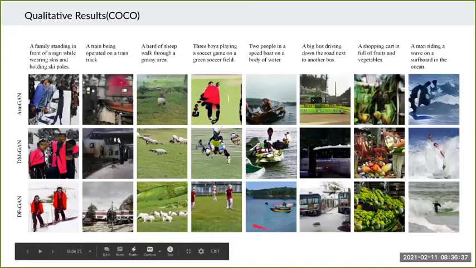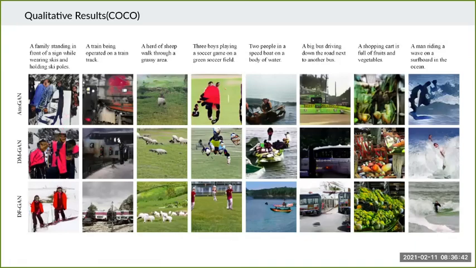And for the COCO data set, you can see that other models almost fail miserably to capture the information when the information is not just about a specific part of the image, something like three boys playing a soccer game on a green soccer field. So the information is not very specific to the boys themselves, but the description is also about the field. Or, two people in a speedboat on a body of water. So the background should also be focused and the boat should also be in focus as per the textual information.